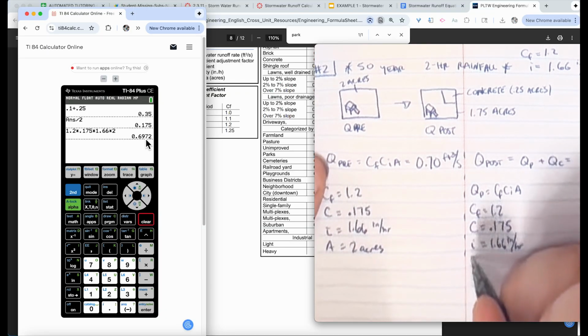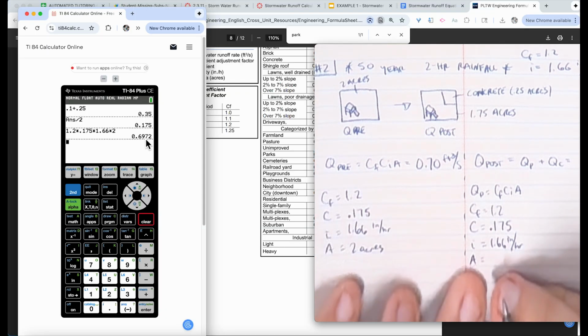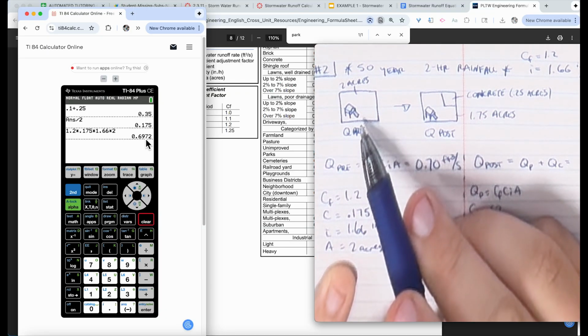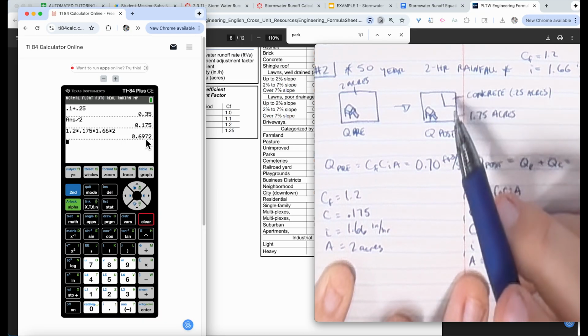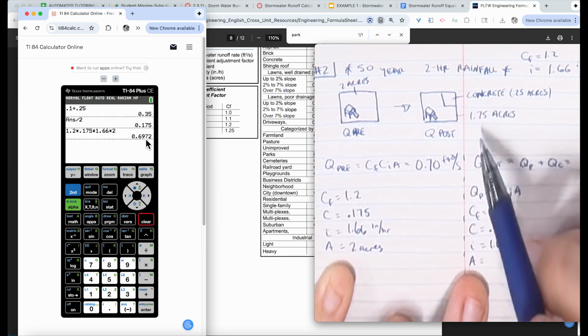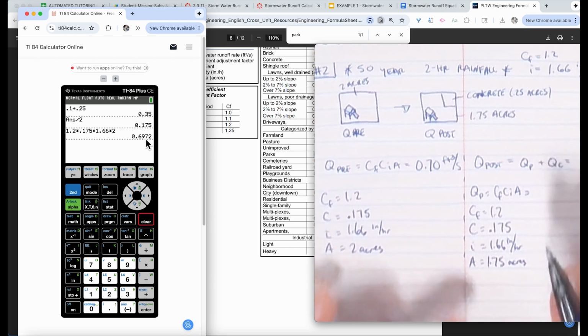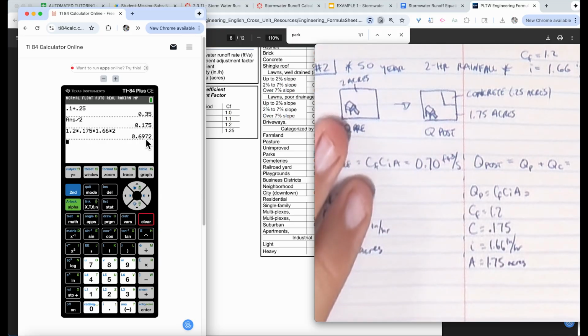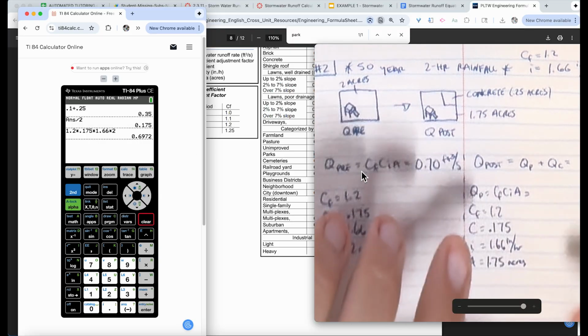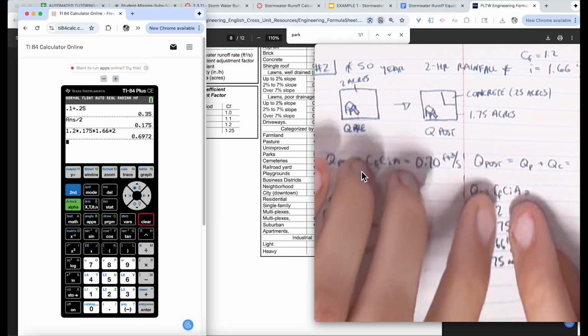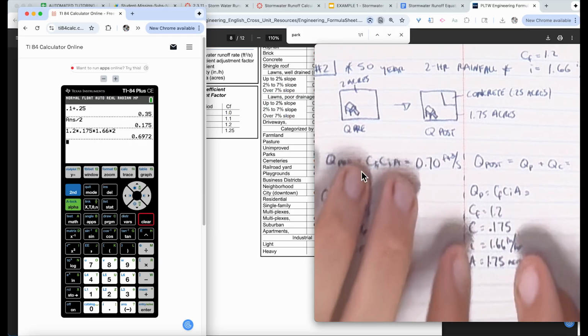So A equals, now this is where our area is going to change. Initially it was 2 acres of park. Well, we're taking off 1/4 of an acre to create a concrete pad on there, right? So we're actually going to have 1.75 acres now. So for this section that is the park, we can find the product of all these numbers, right? CF, C, I, and then A right there.